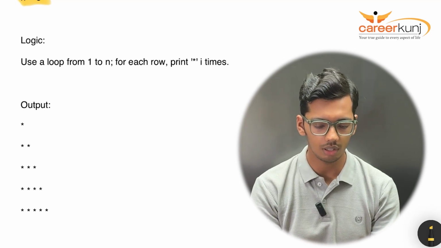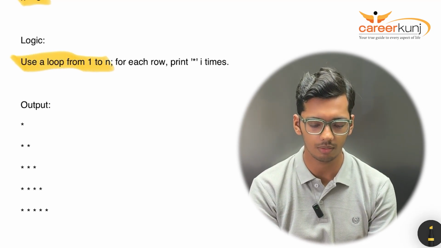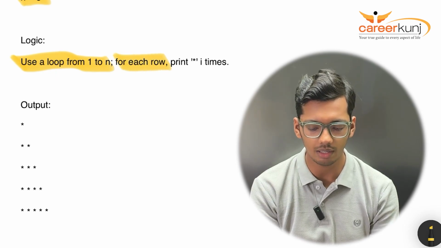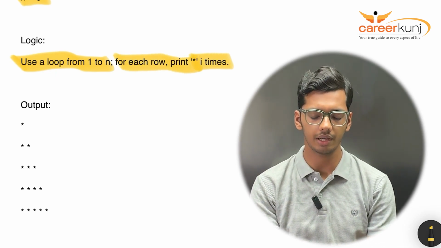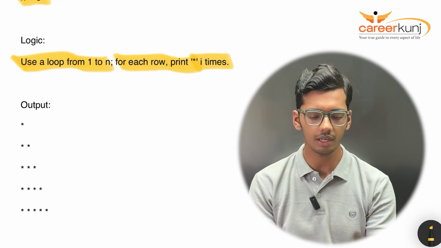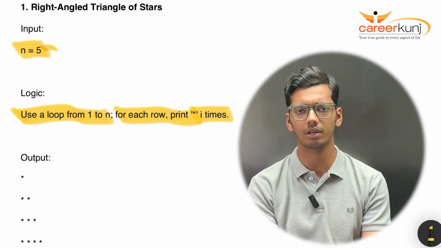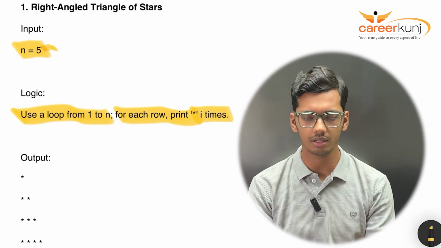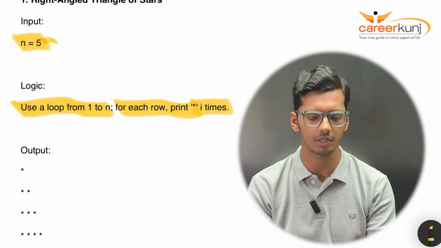We'll first use a loop from 1 to n. N is nothing but 5, which we have taken as input. For each row, we'll print star i times. Now what exactly is i? This will be defined in our loop. This n can be different also. You can use n as 3 also, 6, 7, 8, whatever. Even they can test it with anything. But considering it's your interview, basically you can use n equal to 5 for any pattern based questions.